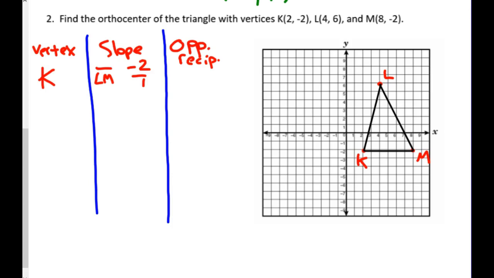And what's the opposite reciprocal of negative 2 over 1? Positive 1 over 2. So at K, I'm going to rise 1, run 2. Rise 1, run 2, put a point. And then you can draw your altitude.